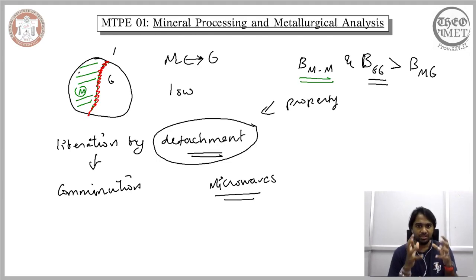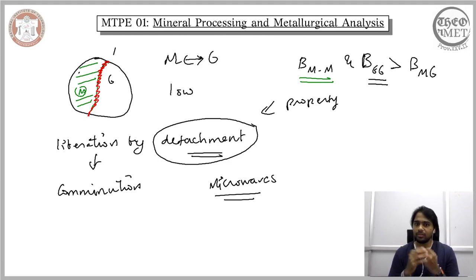So essentially the liberation can be done in two ways. There is comminution, which never cares about the properties of a given mineral. If you don't know the behavior or the property of a given mineral, you can go for this comminution approach. You keep on breaking down the sizes of the middlings till you arrive at a decent degree of liberation.